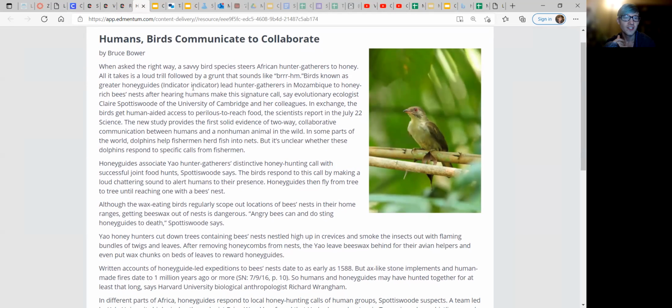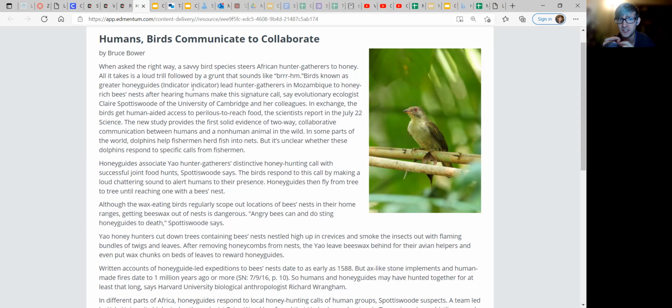Okay, so this article by Bruce Bower: when asked the right way, a savvy bird species steers African hunter-gatherers to honey. All it takes is a loud trill followed by a grunt that sounds like "Urr." I hope I did that justice. Birds known as greater honeyguides, Indicator indicator, lead hunter-gatherers in Mozambique to honey-rich bees' nests after hearing humans make this signature call, say evolutionary ecologist Claire Spottiswoode of the University of Cambridge and her colleagues. In exchange, the birds get human-aided access to perilous-to-reach food.